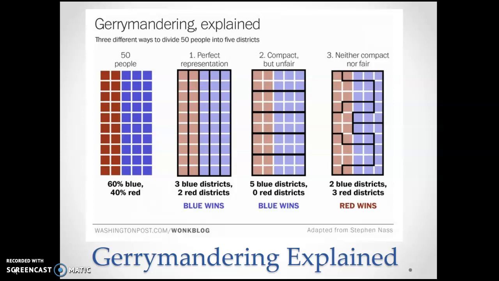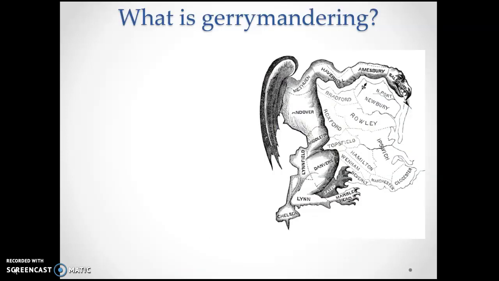So you will come back to this graphic. I think this graphic is actually a wonderful, wonderful, wonderful way to understand gerrymandering. And maybe we'll return to it towards the end. It is in the packet as well. So first question, obviously, is what is it?